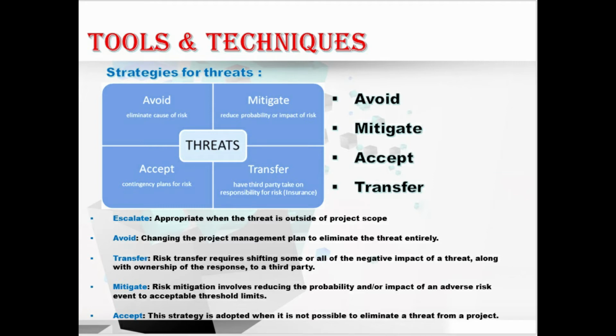Moving to the second one, avoid. In this, changing the project management plan to eliminate the threat entirely. That is completely avoiding. Moving to transfer. In this, the risk transfer requires shifting some or all of the negative impacts of a threat along with the ownership of the response to a third party. That is transferring to a third party. Mitigate. In this, the risk mitigation involves reducing the probability or impact of an adverse risk event to acceptable threshold limits. Mitigating it simply.